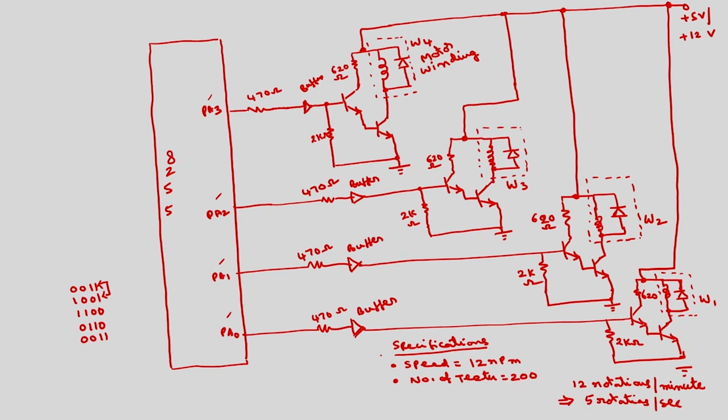And the number of teeth is 200. So one complete rotation means 200 teeth. So 5 rotations per second, one rotation means 1/5 second. It has to get 200 teeth completed in 1/5 second, in one rotation.